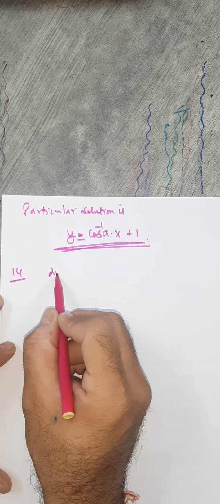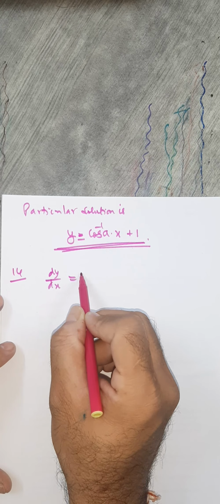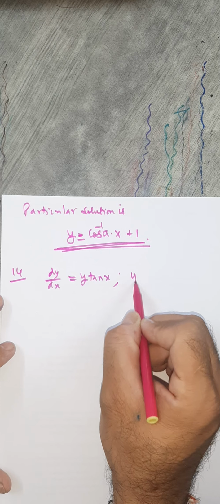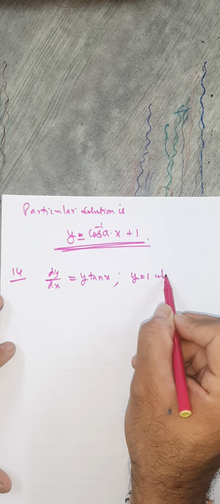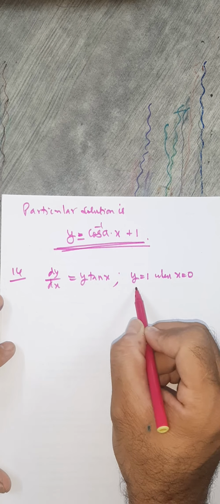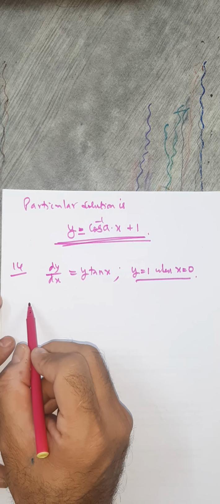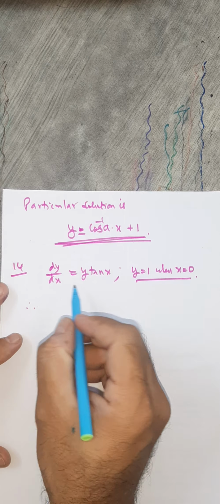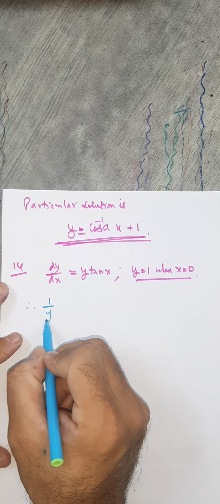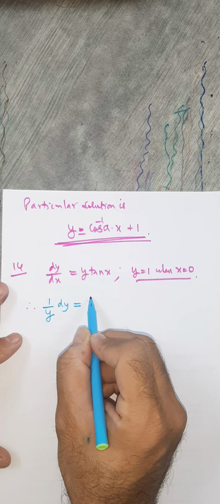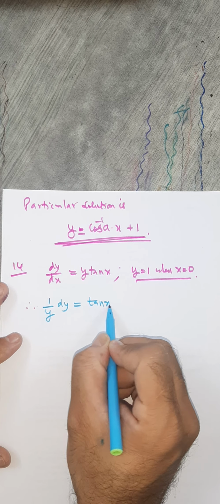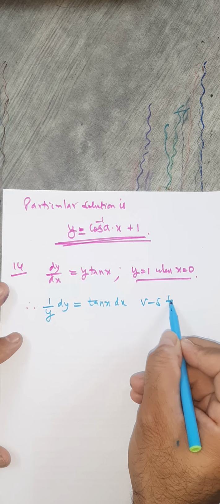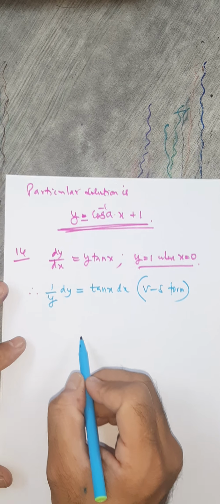Question number 14 here. dy by dx equals to y into tan x, and you have condition here y equals to 1 when x is 0, right? So we get the particular solution. So first variable separable form, I'll take y down, so 1 upon y dy equals to tan x dx. You take tan x over here, this is which form? VS form. Now we just integrate it.